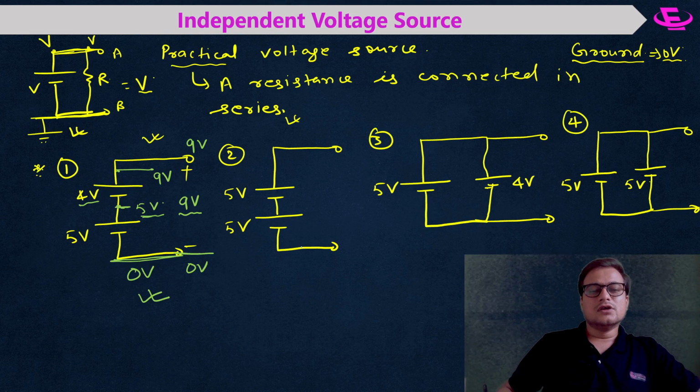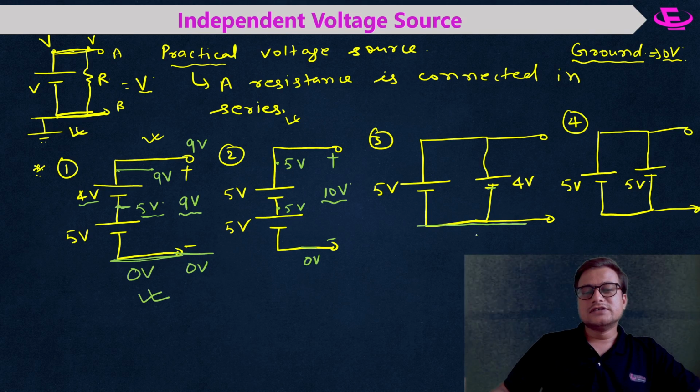Here also this is 0 volt, this is 5 volt. Again there is one more battery, its potential is 5 volt. So the net potential is 5 plus 5, that is 10 volt. Now come to the third circuit. In the third circuit, this is 0 volt. Next, the potential of this point will be 5 volt, if you consider this battery.